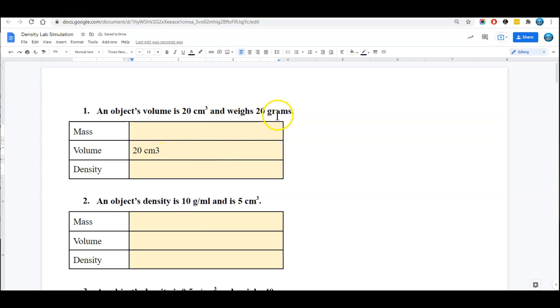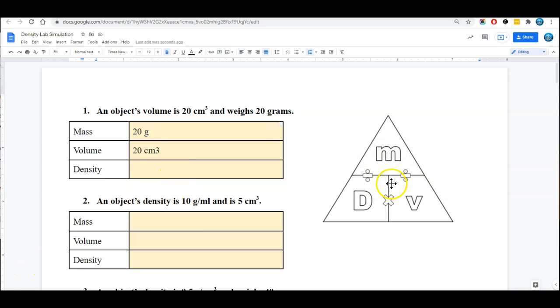Over here the weight is 20 grams. As soon as I see the word grams, I know that it's weight or mass. So that leaves us to calculate for density. Make sure you know how to use this triangle. Here you have mass already, you have volume. That means you're searching for density. It's mass divided by volume. In this case, it would be 20 divided by 20, which would lead to a density of 1 gram per cm cubed, or you could write this as 1 gram per ml since they mean the same thing.